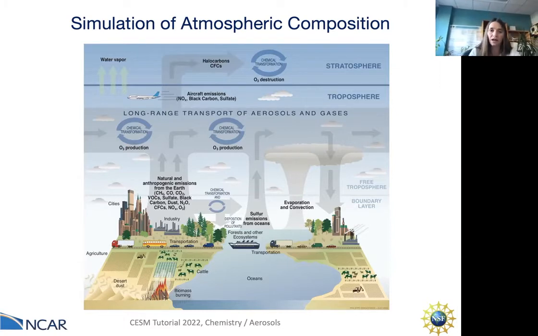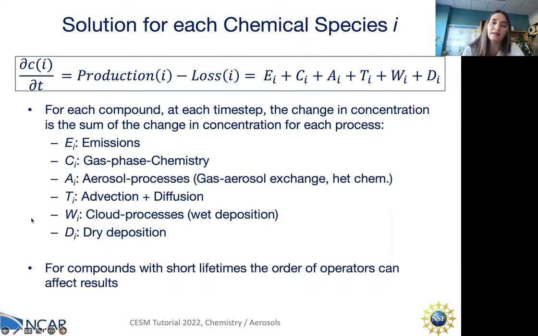So we need to describe all of that in our model. And going to the next slide, this is somehow how we can describe the solution for each chemical species in our model. This is the change of the chemical species with the time step in the model, which is basically the production minus the loss, which consists of several terms.